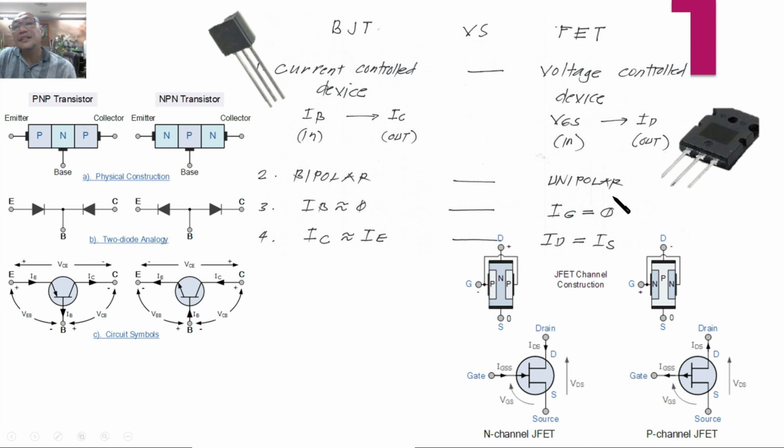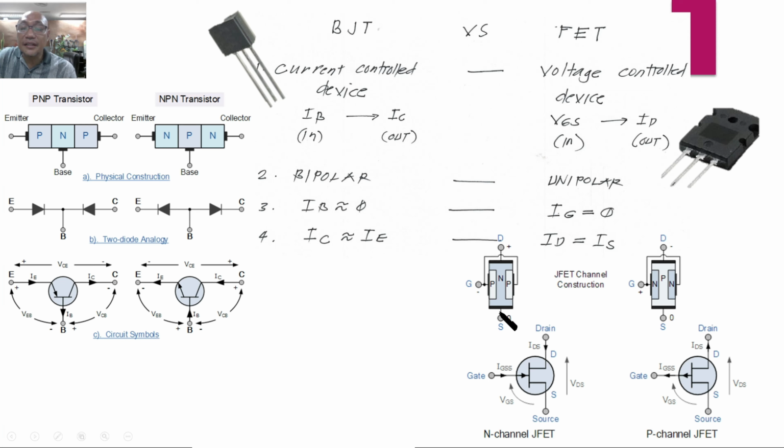In contrast, in field effect transistor, the current at the gate is equal to 0. Why? The gate is isolated. It has insulating materials used in our transistor. With that, there is no current that is flowing into the gate. IG therefore is equal to 0.